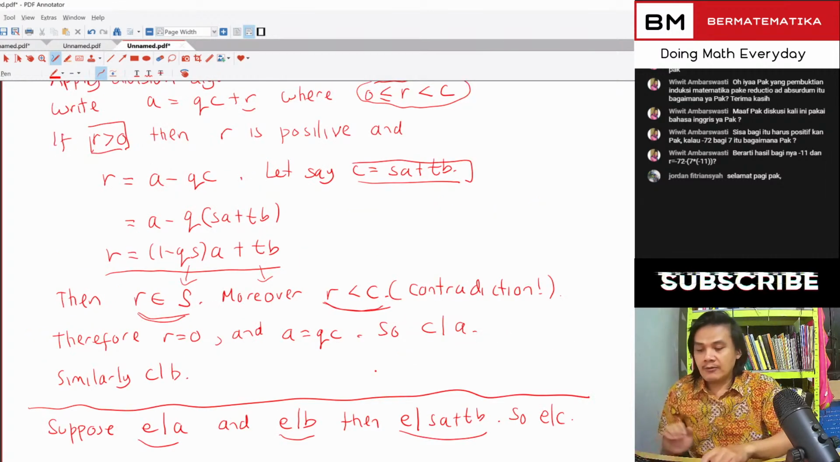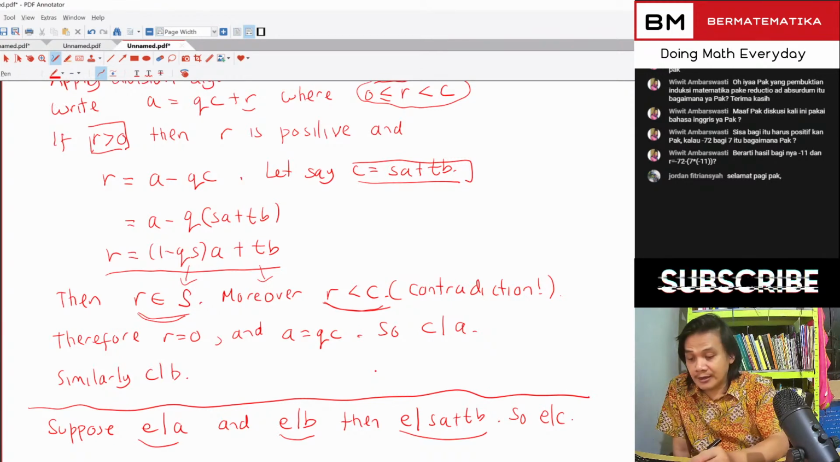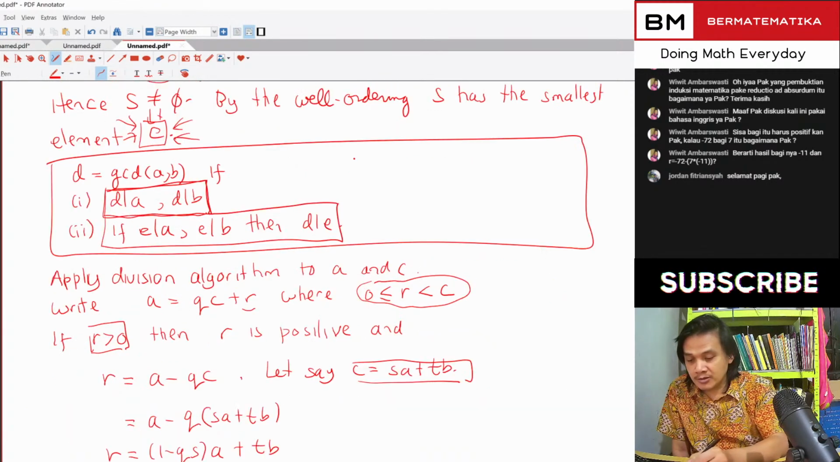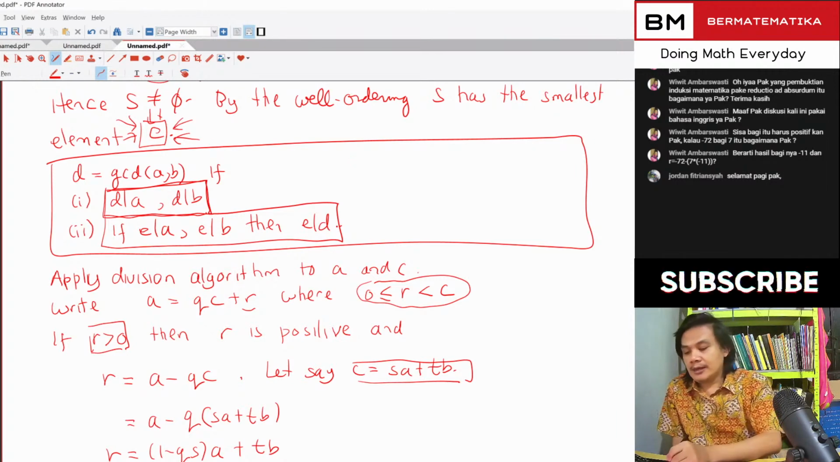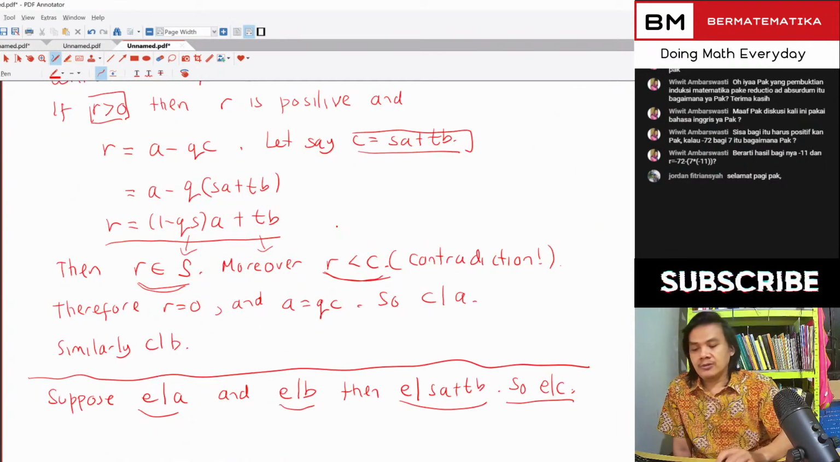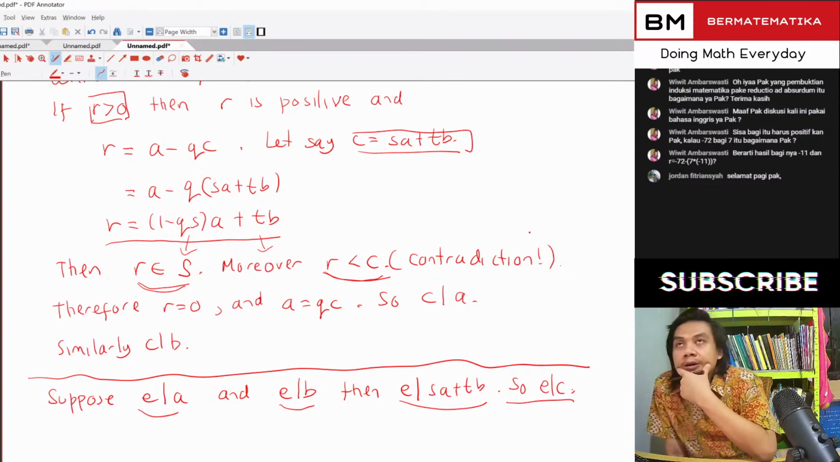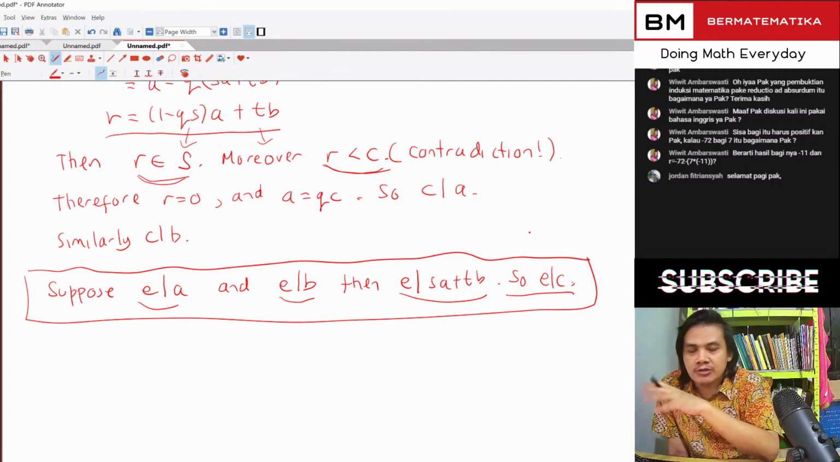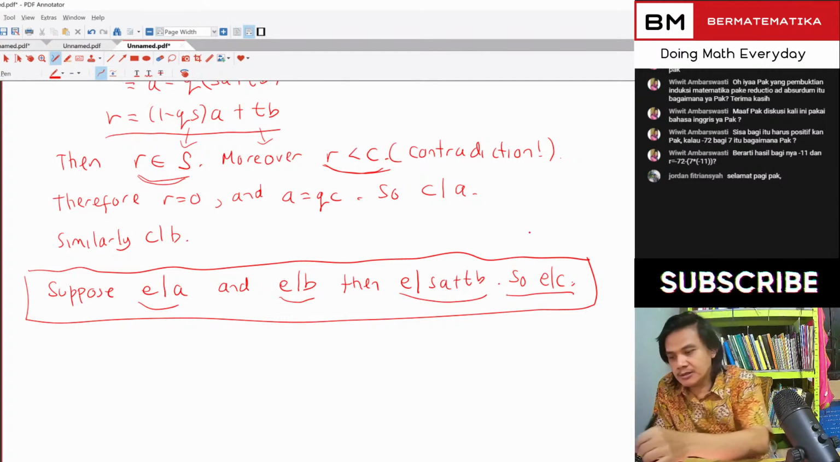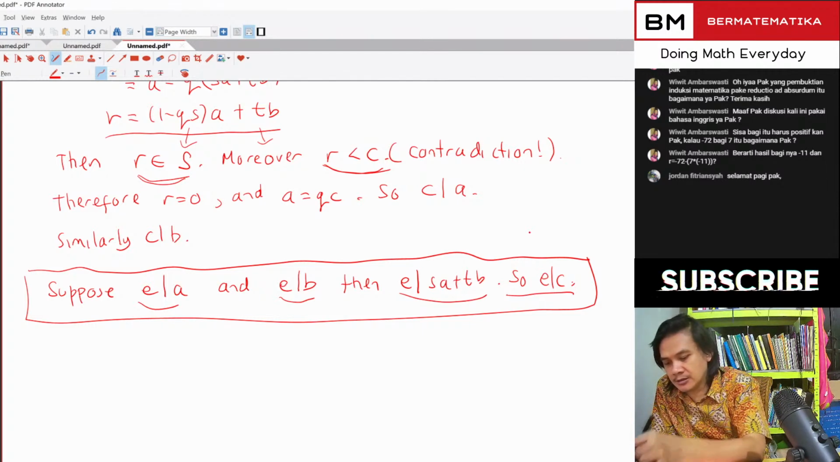Oh, this is wrong, I'm sorry. It should be E divides D, because we want D to be the biggest one, right? So that's what we just did. So E divides C. Okay. So we know that if we have a GCD of two numbers, then this GCD can be written as a linear combination of those two numbers. Okay, so let's continue.